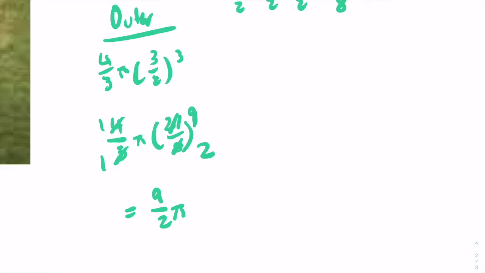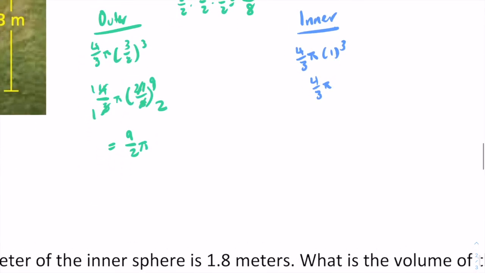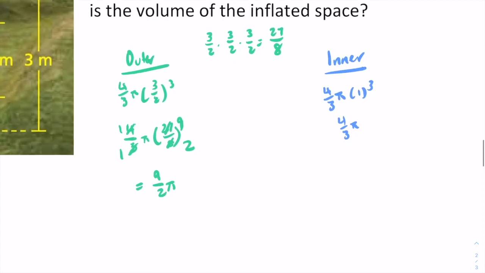Why not? Okay. Now let's figure out my inner sphere. My inner is going to be 4/3 pi times 1 cubed. Well, 1 cubed is just 1 times 1 times 1, which is just 1. So I've just got 4/3 pi. So if I want to figure out how much space there is, I take the outer sphere minus the inner sphere. So I have to do 9/2 pi minus 4/3 pi.